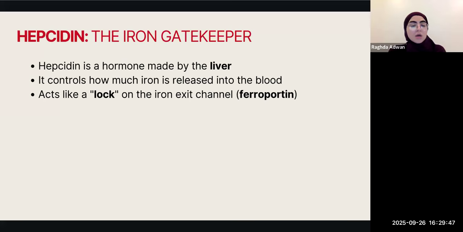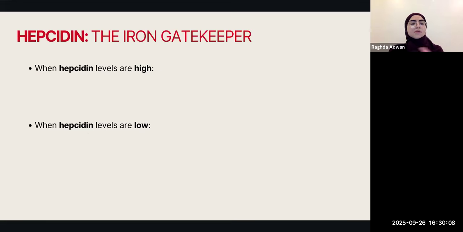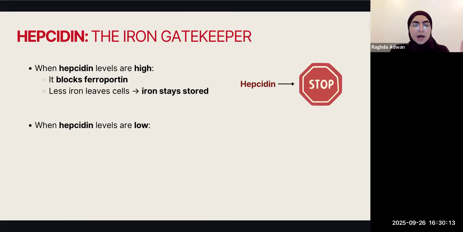Because it acts like a lock on the channel that we mentioned before, the channel which allows iron to leave cells, ferroportin. Hepcidin is a lock on that channel. It will block that channel when it needs to, and it will open that channel when it needs to. Okay? So what is controlling iron absorption and movement of iron out of the cells? Hepcidin, by controlling ferroportin. So let's start with how hepcidin does its job. When hepcidin levels are high, it will go and block ferroportin. It puts the lock on ferroportin. This stops iron from leaving cells.